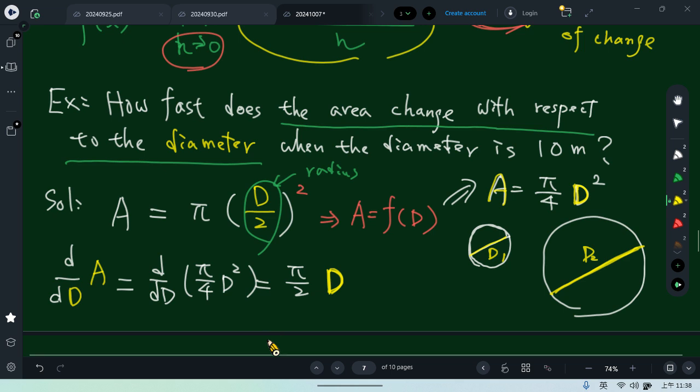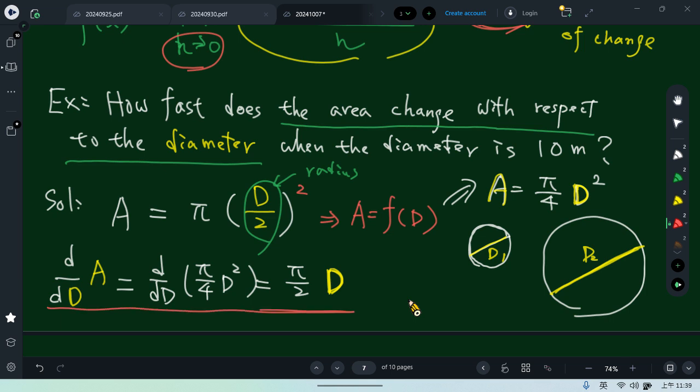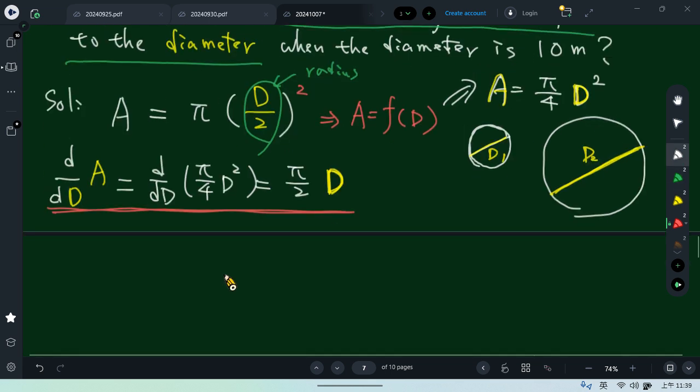So you can see another idea through this formula. The changing rate will be determined by D, but the area size will be determined by D squared. It's different because D squared determines the size of the area, but D determines how much the changing rate is.